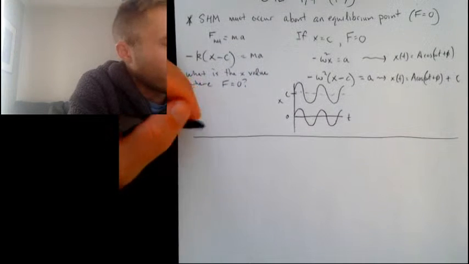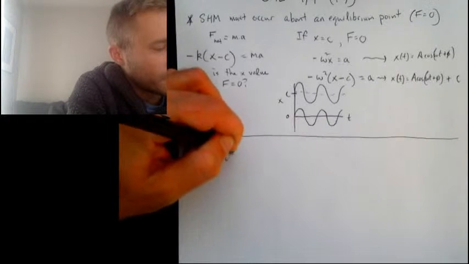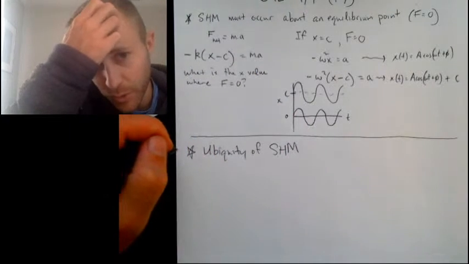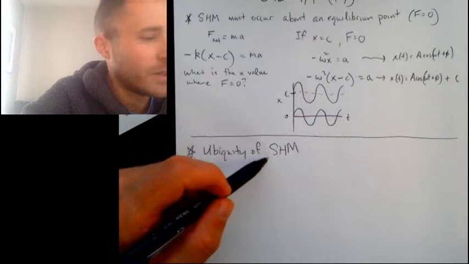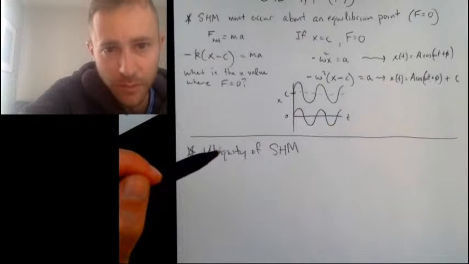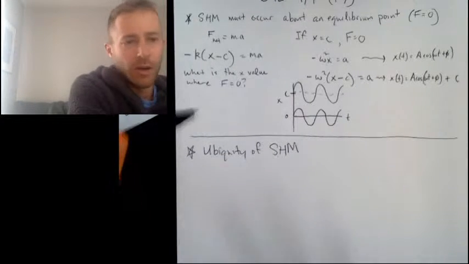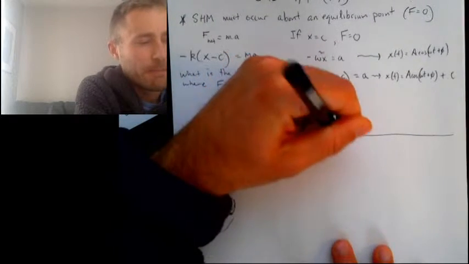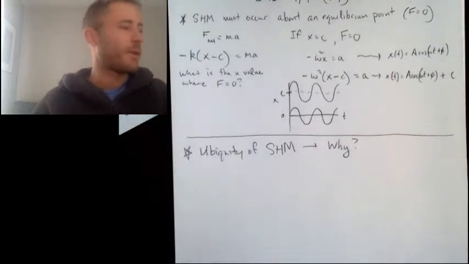The second thing I wanted to talk about today is the ubiquity of SHM. Ubiquitous is a word that means you find it everywhere. Simple harmonic motion is everywhere in physics. So it's one of the most important things to study in physics, because you see it so often. And so what I would like to attempt to answer is why. Why is it that we see simple harmonic motion everywhere?